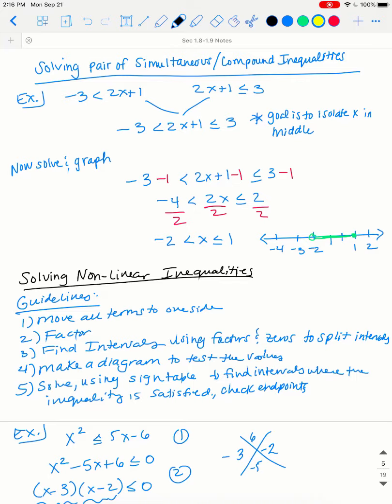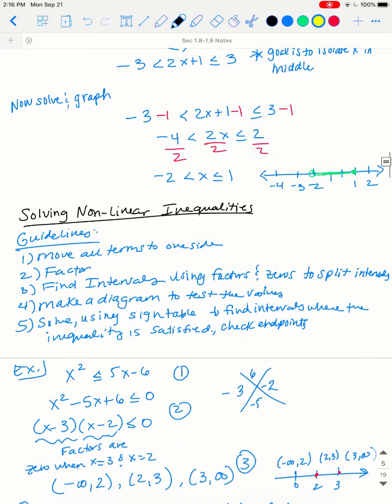And our goal here with the compound inequality is to isolate x in the middle. So whatever we do to the middle expression, we also do to the inequality on the left, negative 3, and the inequality on the right, 3. So now we'll solve and graph. I'm subtracting 1 from the middle, so I'm going to do that to the left and the right. So I get negative 4 is less than 2x and is less than or equal to 2.